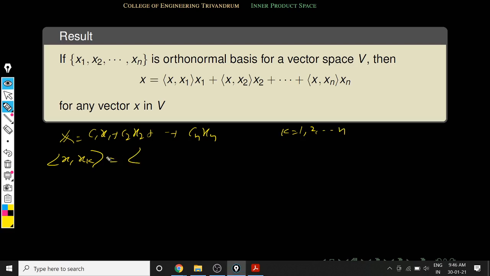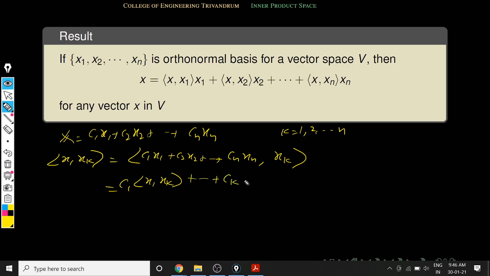Here k can be 1, 2, etc. up to n. Then this is equal to the inner product of c1 x1 plus c2 x2 etc. plus cn xn, with xk. Using the distributive property of inner product, this becomes c1 times the inner product of x1 and xk, etc., plus ck times the inner product of xk and xk, plus cn times the inner product of xn and xk. Since this is an orthonormal set, every inner product is 0 except this one, which is 1. So this is ck.